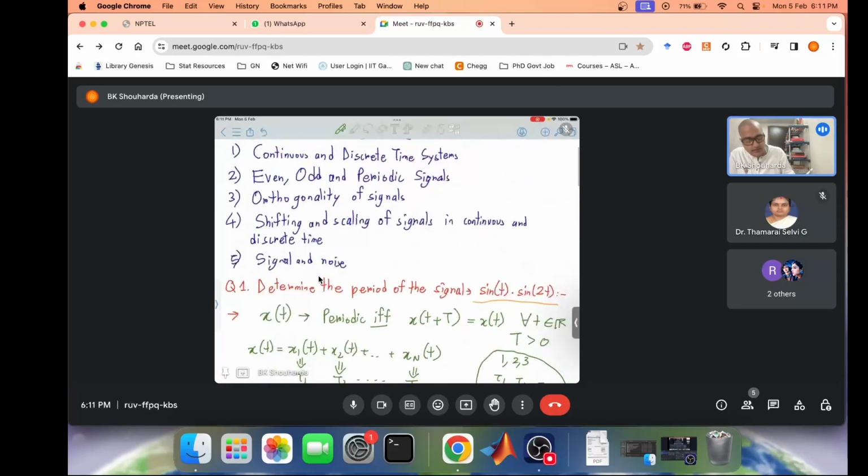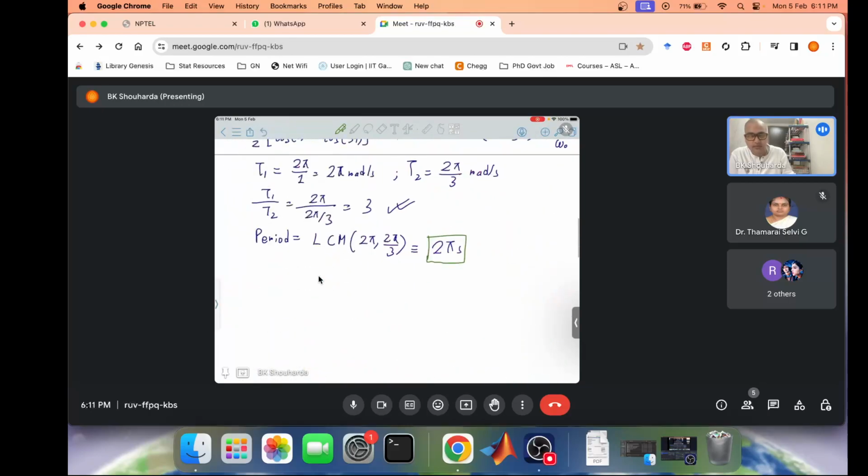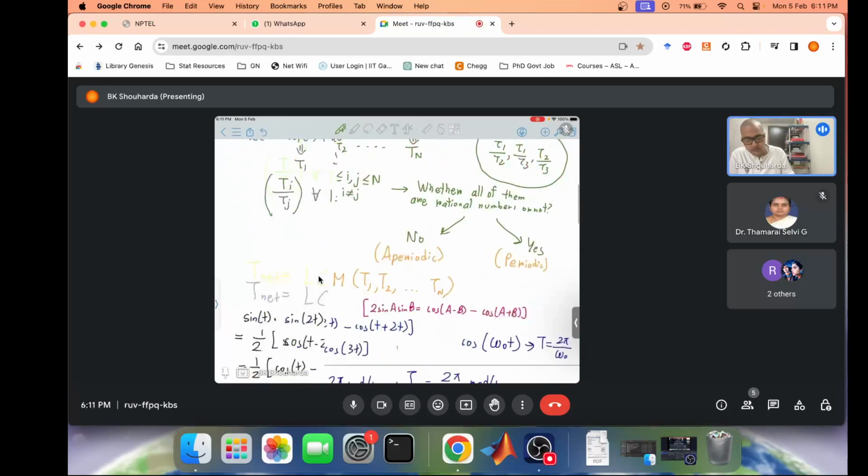As you can see, if you substitute t by t plus 2 pi, and 2t as 2 times (t plus 2 pi), then you will get back the same signal. Okay, so I hope this is clear.